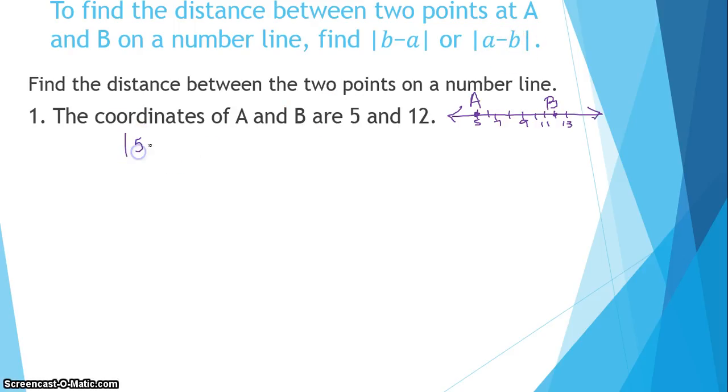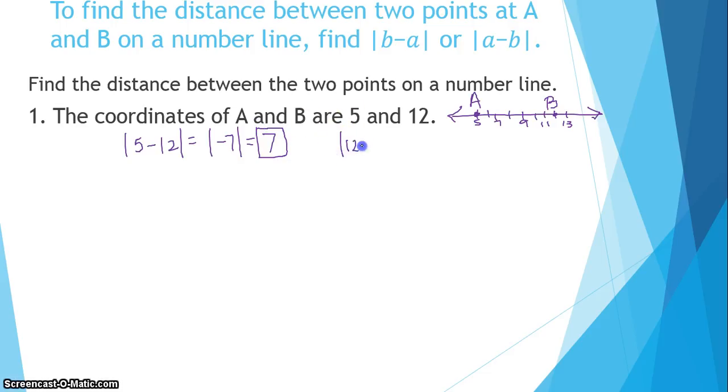So for this, if I did A minus B, that'd be 5 minus 12. I'm going to do the absolute value of that. 5 minus 12 is negative 7. So absolute value, which if you don't remember, is just the distance from 0. So negative 7 is 7 units from 0. So my distance between A and B is 7.